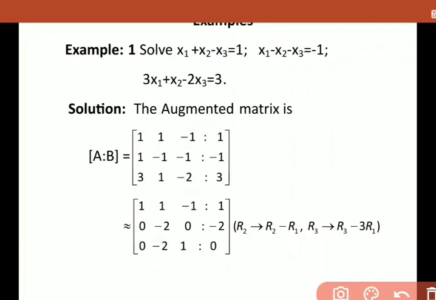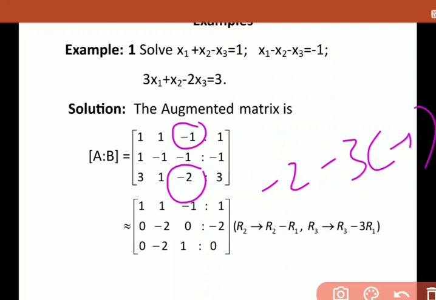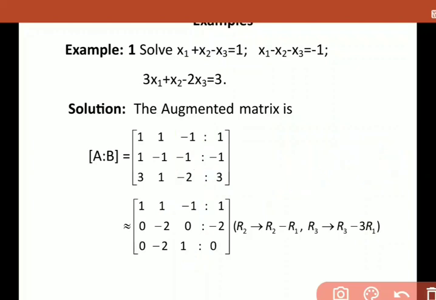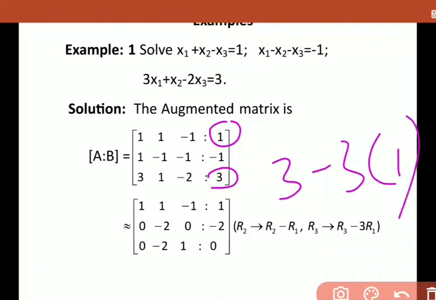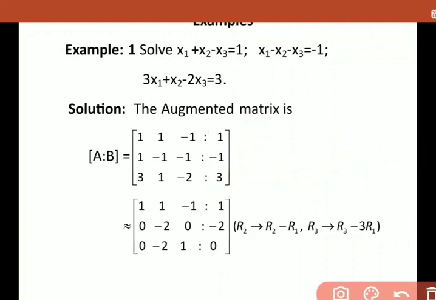And next, this element minus 2: R3 minus 3 times of minus 1. So how much will you get here? Minus 2 plus 3 is equal to 1, this element. And similarly, lastly, these two elements: here R3 is 3 minus 3 times R1. R1 is 1. Minus 3 plus 3 is equal to 0. You will get this one. So like this you will get these two rows after applying these row operations.